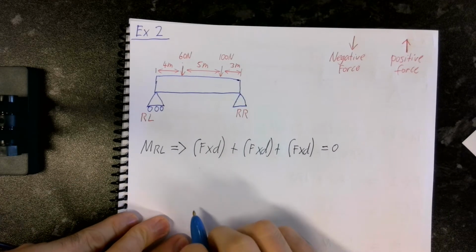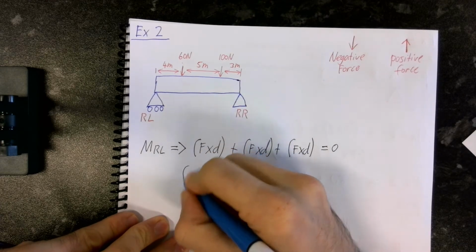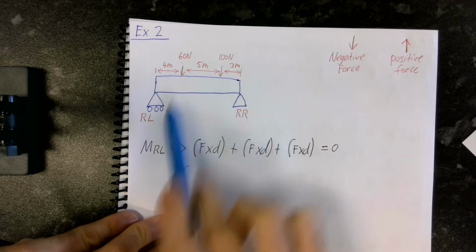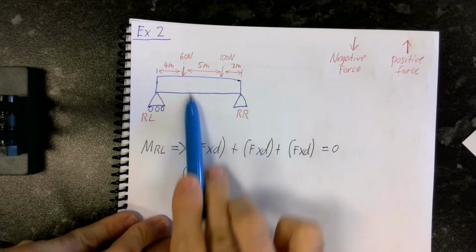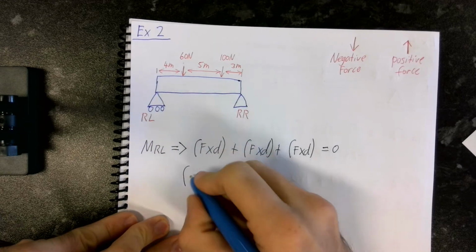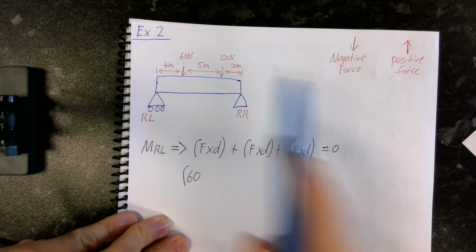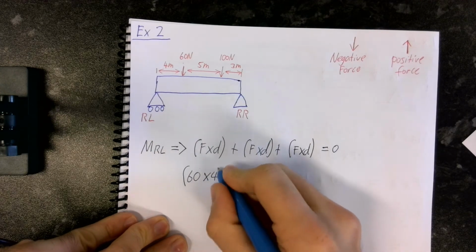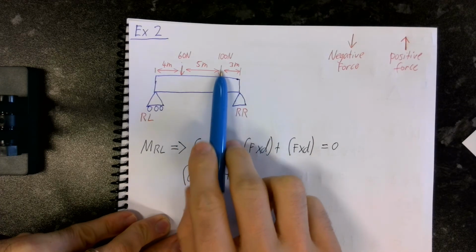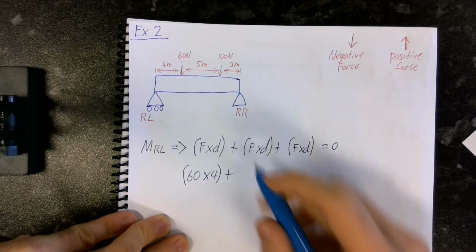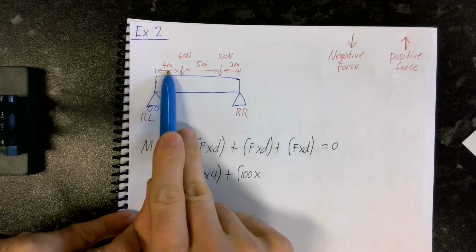So if we had to put this in right now, we would have, okay, so our first force here. So we're starting here, remember. This force here is pushing down, pushing clockwise. So it'd be a positive, so it'd be 60. From that RL, it's a distance of 4 meters, so you can put that in, by 4, plus. The next force is 100, again pushing down, so it's clockwise, so 100, by the distance, 5 plus 4 is 9.